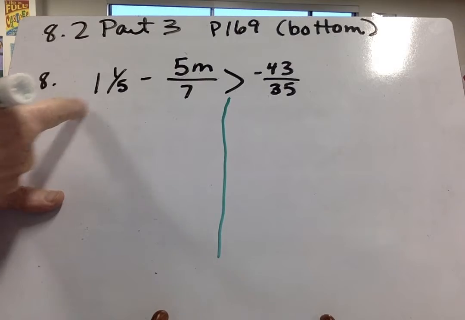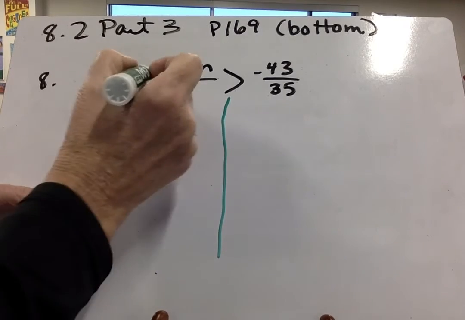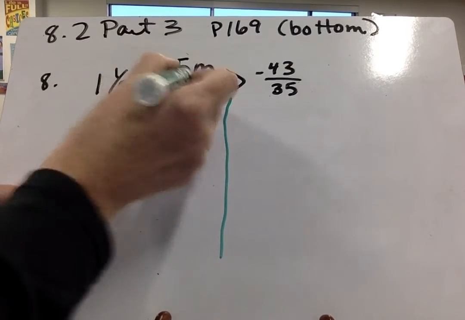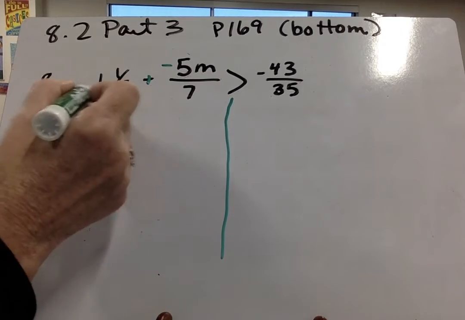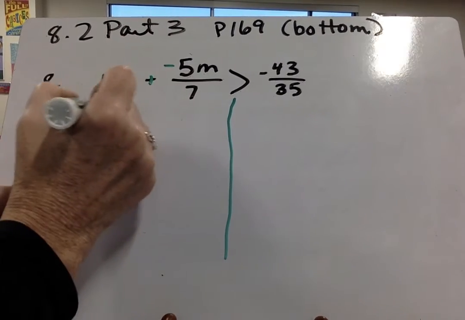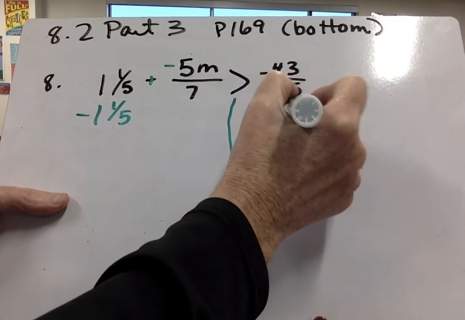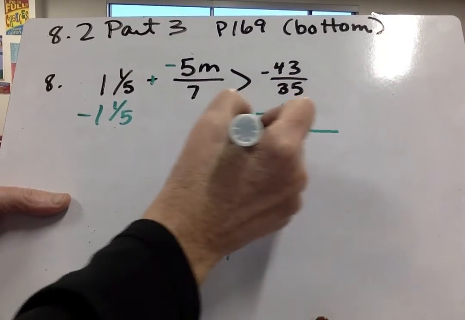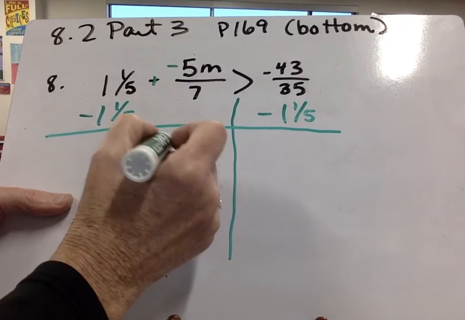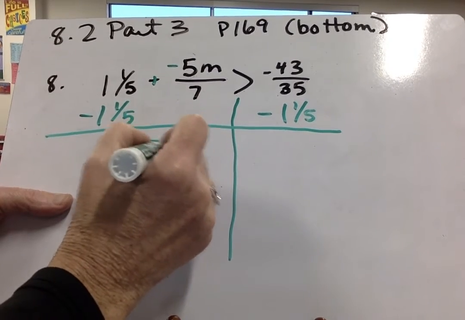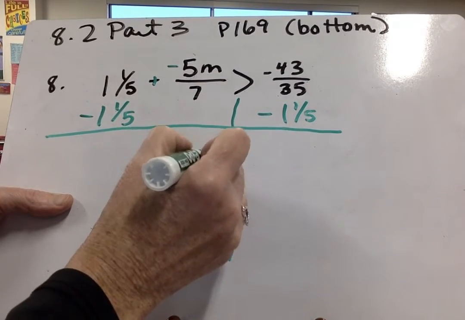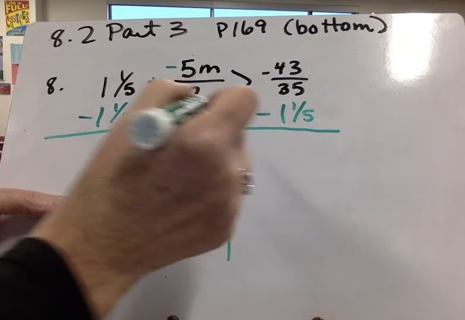Don't add 1 1/5 because you see the minus sign. We're going to change this so the minus sign goes with that. Now this is positive, so I'm going to go minus 1 1/5. Minus 1 1/5. And again, don't let that scare you. I'm going to bring this down. Negative 5 over 7 m is greater than.